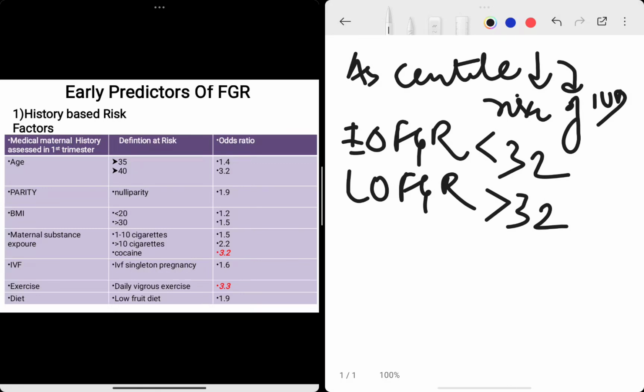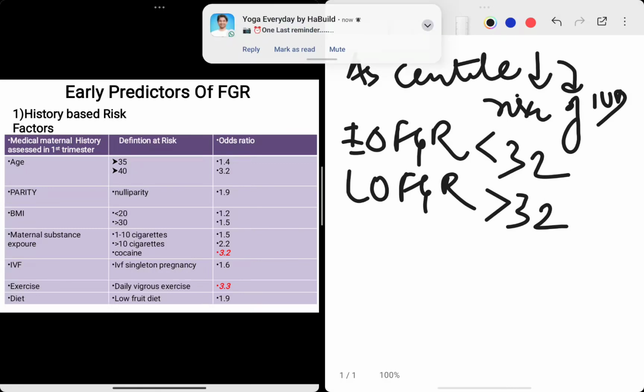Now there are certain predictors of FGR. These are the history-based predictors. This can be age, if the age is on the extreme side, so either the female is lesser in age or more in age. Age at risk is defined as 35 to 40 years or more, and even a lesser age, less than 18 years, is also susceptible to fetal growth restriction because the nutrition is not yet completely possible. Now coming to parity, nulliparous females, primigravidas, are more at risk.